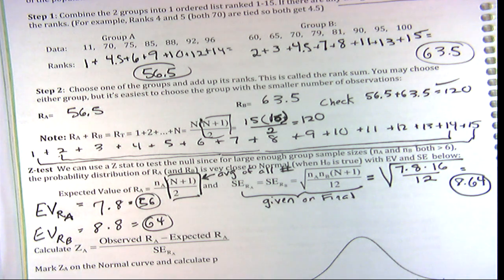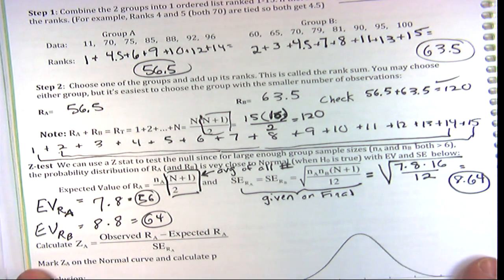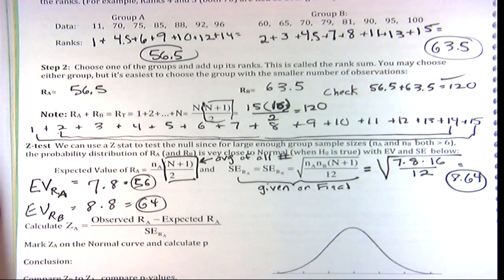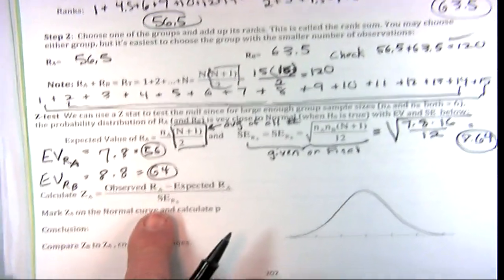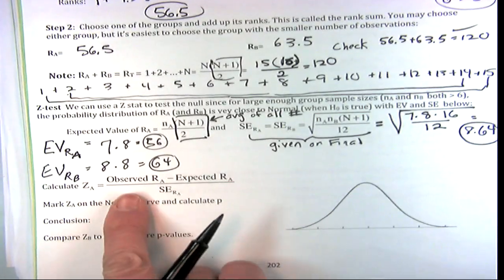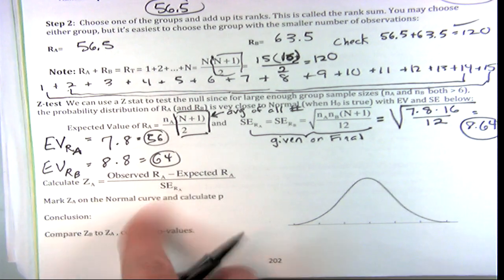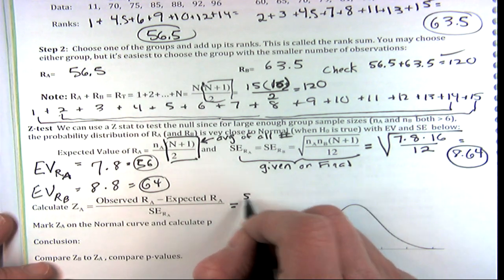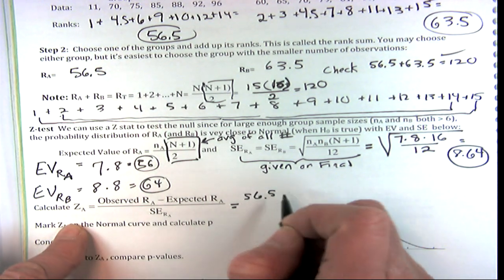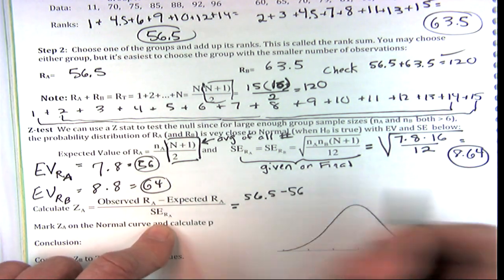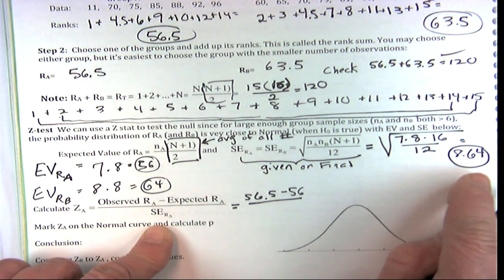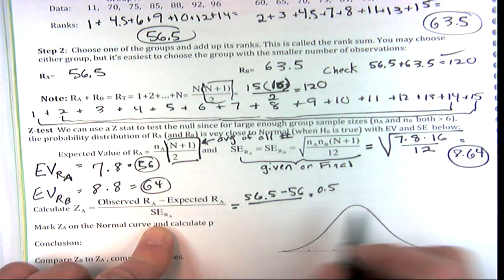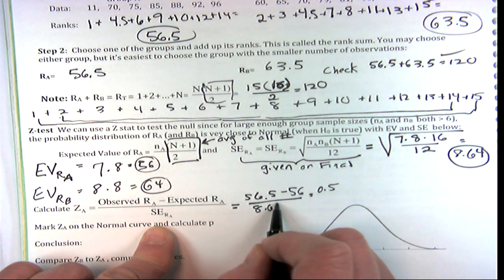All right, and now, as I said before, we can calculate the z statistic here. So it's our usual: the observed minus the expected over the standard error. So in this case, what did we observe? We observed 56.5. We'll do it for A. And we expected only 56. That's not much of a difference, right? So that's only a 0.5 difference, and that's over 8.64.